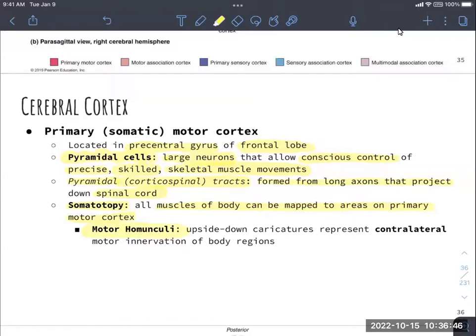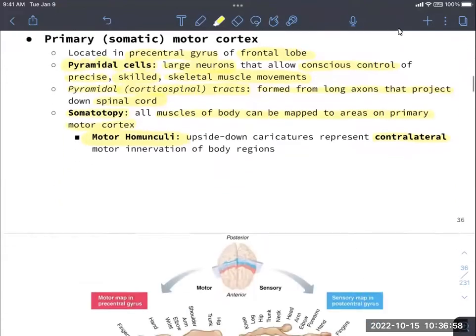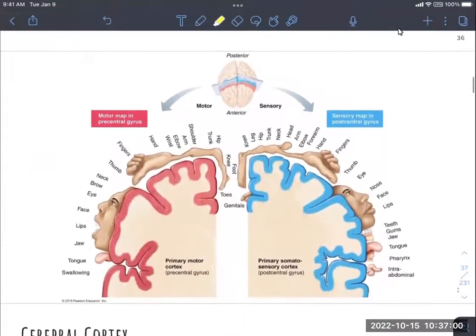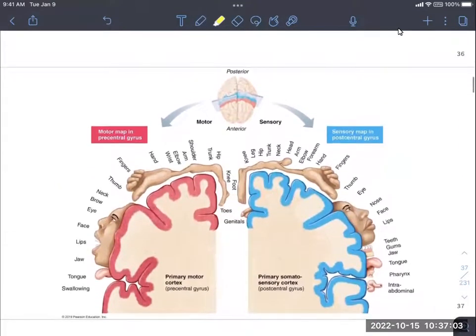We have one on each side of the body, contralateral. So the one on the right side deals with the left side of the body. The one on the left side deals with the right side of the body. And it's where your brain deals with specific areas. We're going to look at the one in red first, because the red is the motor cortex. The blue, when we get to the sensory, we'll look at the sensory again.